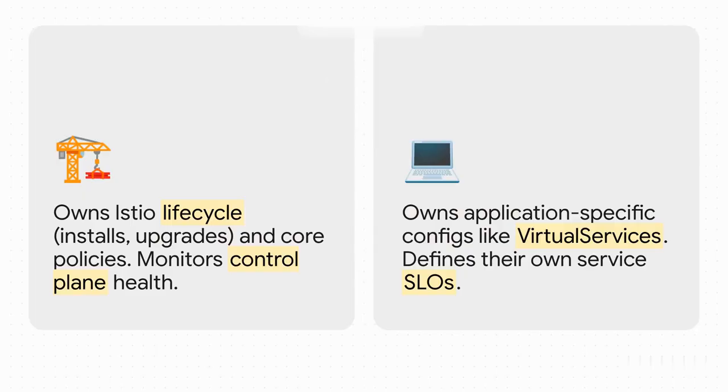To fix this, they drew a very clear line in the sand. In their new model, the central platform team owns the Istio lifecycle. That means installs, upgrades, and the overall health of the control plane. They set the ground rules. The application teams, on the other hand, own their specific configurations inside the mesh, things like their virtual services and gateways, and they are responsible for their own services' SLOs. This simple split created really clear boundaries, and it empowered both teams to do their jobs.